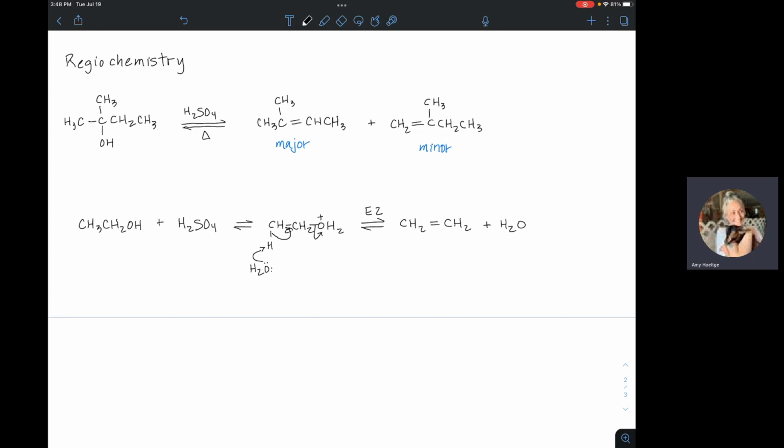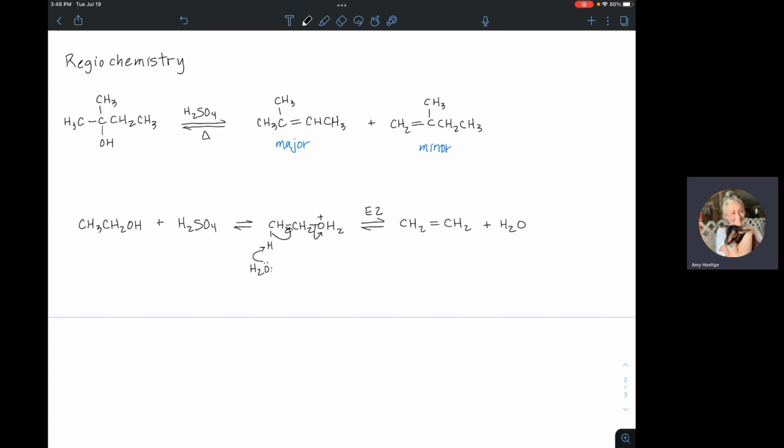And your acid catalyst comes back again. So for primary alcohols, we have E2 and we have SN2. For secondary and tertiary alcohols, we have E1 and SN1 mechanistic pathways.